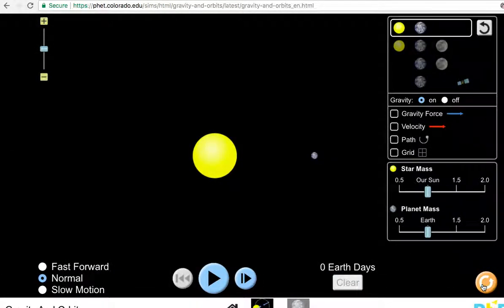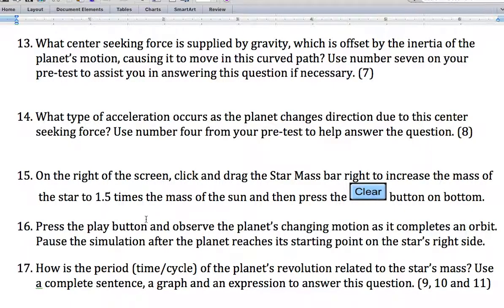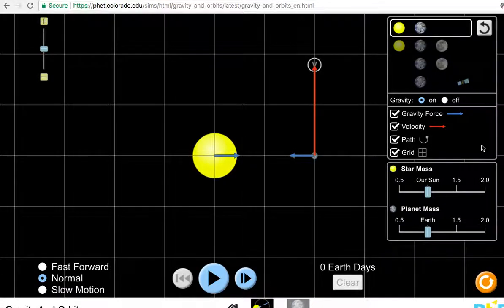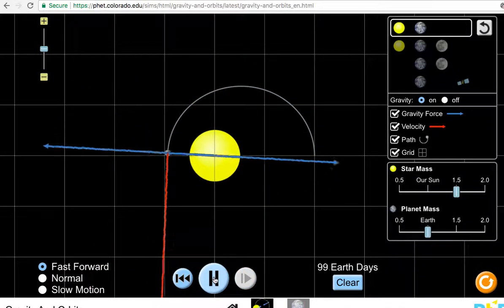We're going to hit the reset button. Actually, probably should have told you to check all these boxes. So we're going to press play. Oh, I was supposed to press clear. And observe the planet changing motion as it completes an orbit. Pause the simulation after the planet reaches its starting point on the right side. So I actually just brought that back. Alright, so put this in fast forward so you don't have to wait any longer. Let's let this go through one full orbit.